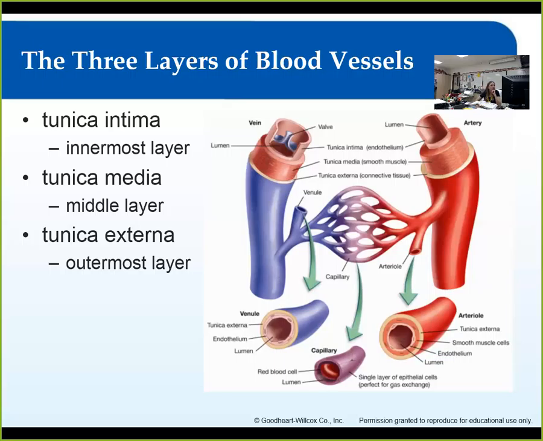Okay, tunica externa. On these, this is connective tissue. This is kind of the tough part, right? It's the outer layer, composed mostly of fibrous and connective tissue just because it's trying to protect the vessel and the blood inside. Look at the capillary down here: one single layer of epithelial cells, right? Very, very tiny.